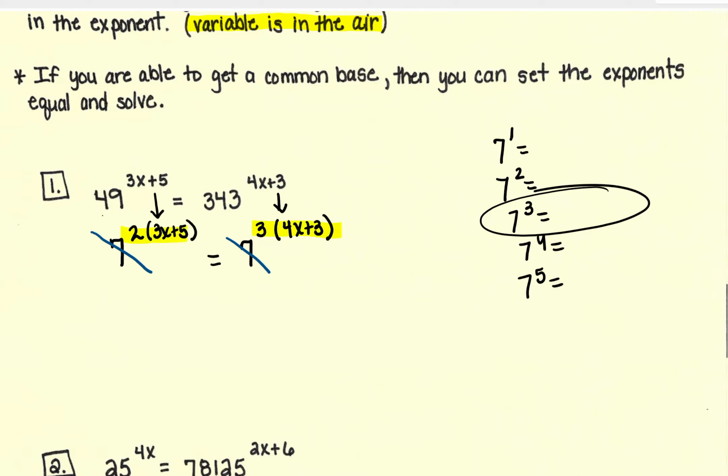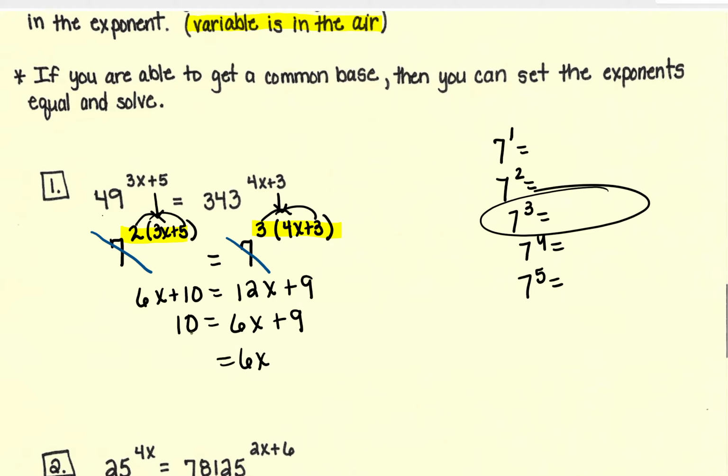So if I solve that equation, I'll distribute that through and have 6x plus 10 is equal to 12x plus 9. Then you just solve. I'm going to subtract my 6x over. So 10 is equal to 6x plus 9. Then I'll subtract my 9 over. So 10 subtract 9 is 1. Divide by 6, and x equals 1/6.